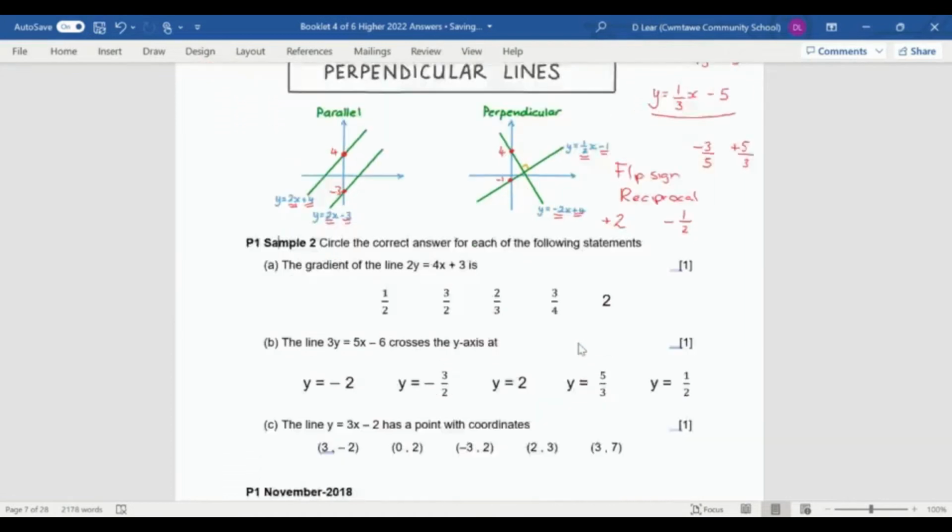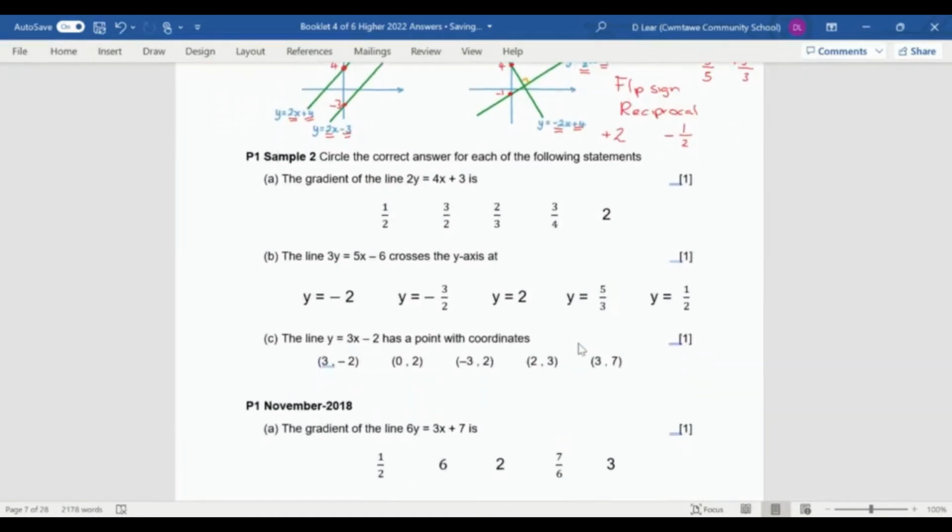Okay, using those ideas, you're going to go through these questions. One other thing I want to point out to you, because this talks about gradients and crossing the y-axis, is something like this. Does a point belong on a line? If it does, you can swap the x and y coordinate of the point into the line equation, and it'll still work.